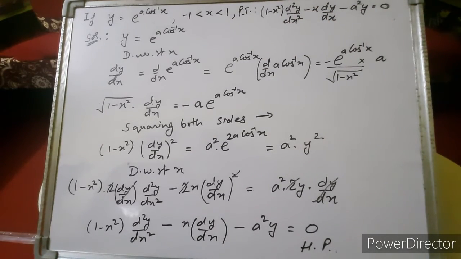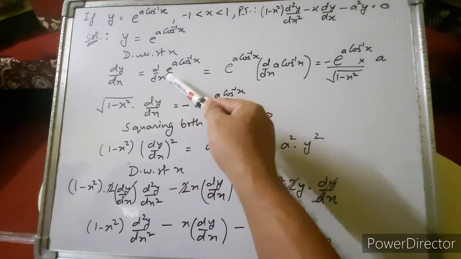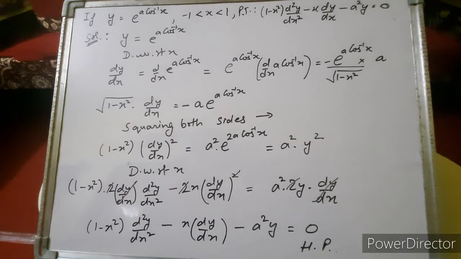Let's see the solution. Again, second derivative is used here. Again, we have to differentiate the function twice. The value of y is given e to the power a cos inverse x. When we differentiate this function with respect to x, then what we'll get? dy by dx equals d by dx of e to the power a cos inverse x. Right. So we know the derivative of exponential function e to the power x is e to the power x only. So d by dx of e to the power a cos inverse x will be e to the power a cos inverse x, because we have assumed this a cos inverse x as x.